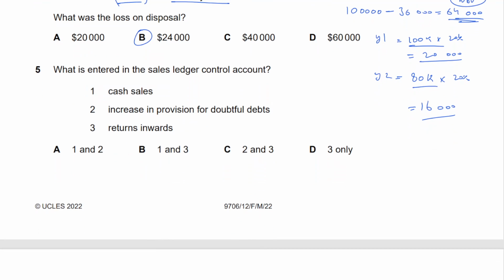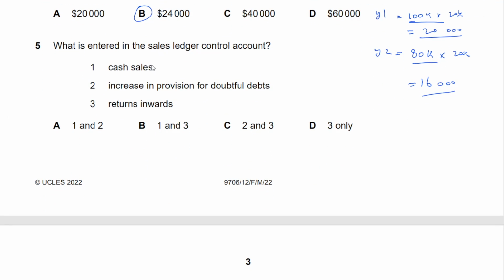What is entered in the sales ledger control account? Cash sales will never go into sales ledger control account because another name for sales ledger control account is total trade receivables, right? So cash sales are not your trade receivables, right? It's not part of it.